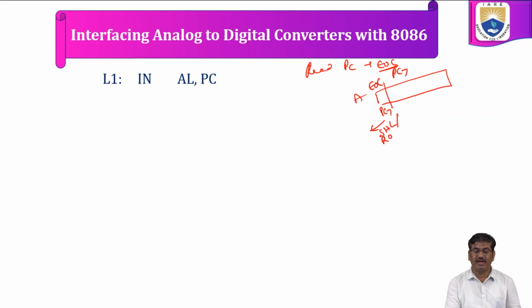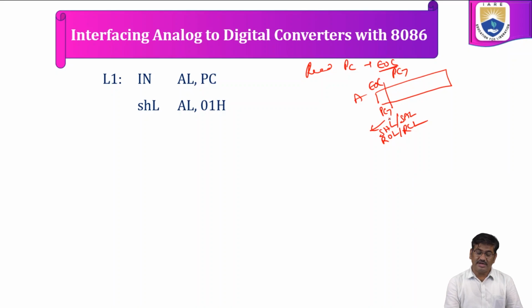For checking this, we will shift or rotate these contents towards the left side by 1 bit. Either we can write SHL or SAL or ROL or RCL. Any instruction, we just want to check the MSB position. So once the accumulator is loaded with port C, for checking the EOC signal, we will rotate AL contents towards the left side by 1 bit. We are using SHL AL, 01.